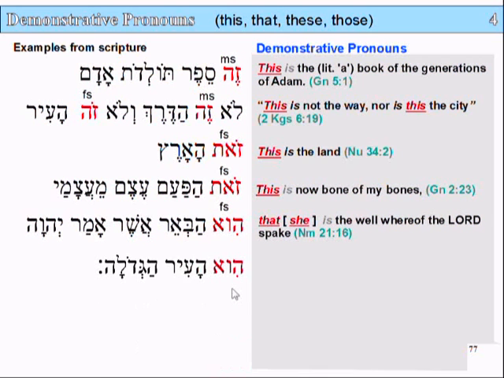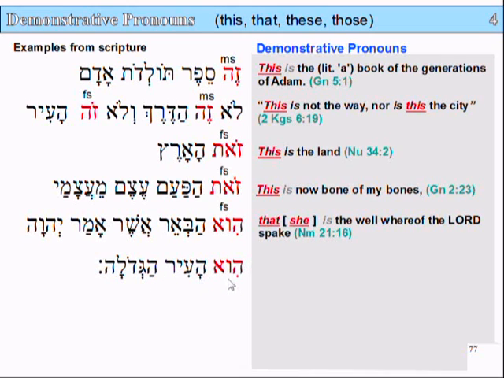Okay, next example. He, ha'ir, hagidlah. The word ir means city. Ha'ir is the city. And we know the word ir, or for city, is feminine because the adjective following it has a feminine ending. It's not hagadol, it's hagidlah. It's got that hay there. So it's ha'ir, hagidlah. The city, the great, or the great city.